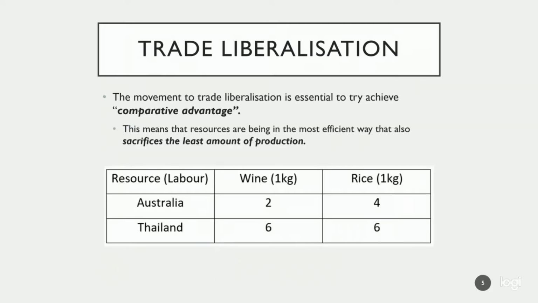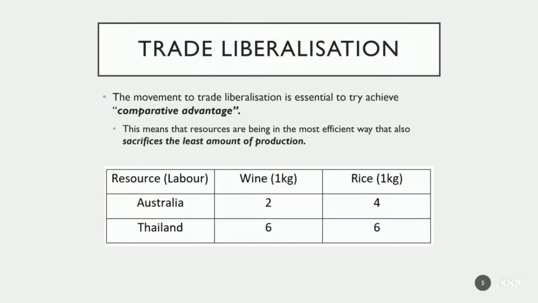So the reason why we move to a more liberal type of trade is because we're able to achieve something called comparative advantage, and it's when we use our resources in the most efficient way that sacrifices the least amount of production. So in a simple example here, you can see that Australia can produce 1 kilo, or it should be 1 liter of wine using 2 resources, or it could produce 1 kilo of rice using 4 labor resources.